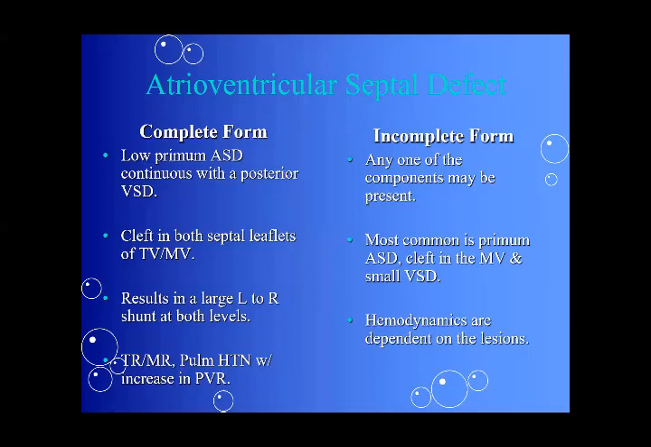Then the patient develops pulmonary hypertension with an increase in pulmonary vascular resistance. In the incomplete form, any one of the components may be present. That is, the VSD can be present, or the ASD, with minimal connection with each other. Most common is a primum ASD and a cleft in the mitral valve with a small VSD. Hemodynamics depend upon the lesion and how large it is.